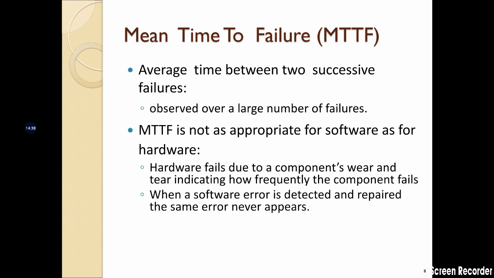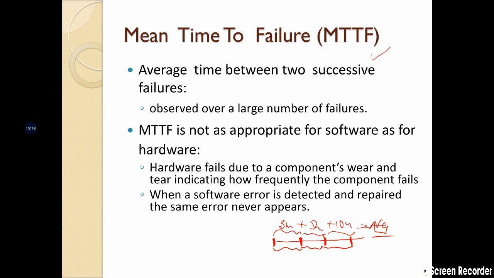To find the mean time to failure, you average out all the times between 2 successive failures. Suppose the software fails here, then fails here, then fails here, and fails here. Then you take the average of the times between successive failures. Suppose this is 3 hours, this is 5 hours, and this is 10 hours. You find the average of these, and that will give you the mean time to failure.